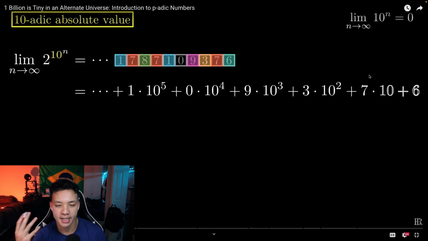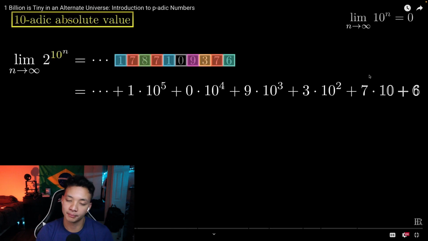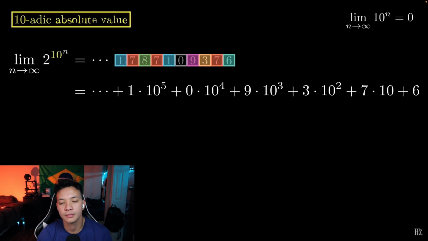So quick thought: does it matter where the zeros are in the number? Like if there are 10 or 8 zeros, but they're in different places in two numbers, which one is closer? Are they equal? I don't know. Like the limit of 2 to the 10 to the n that we discovered. It's not infinity, it's a 10-adic integer.